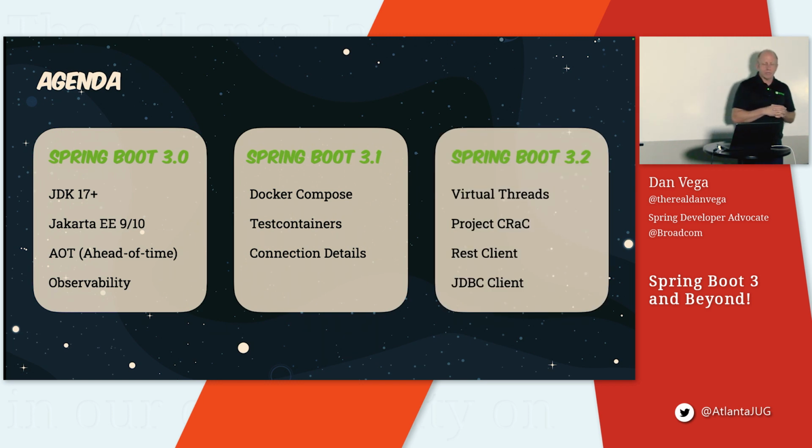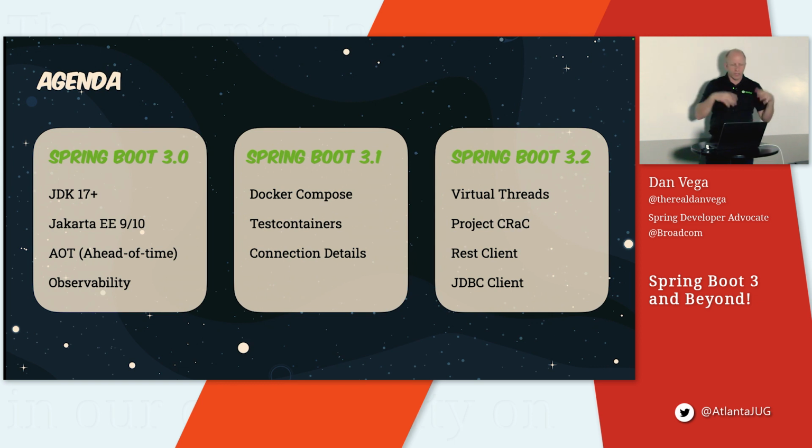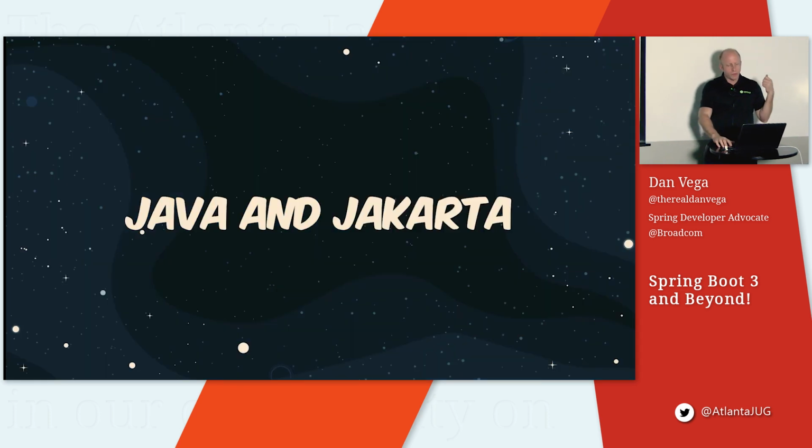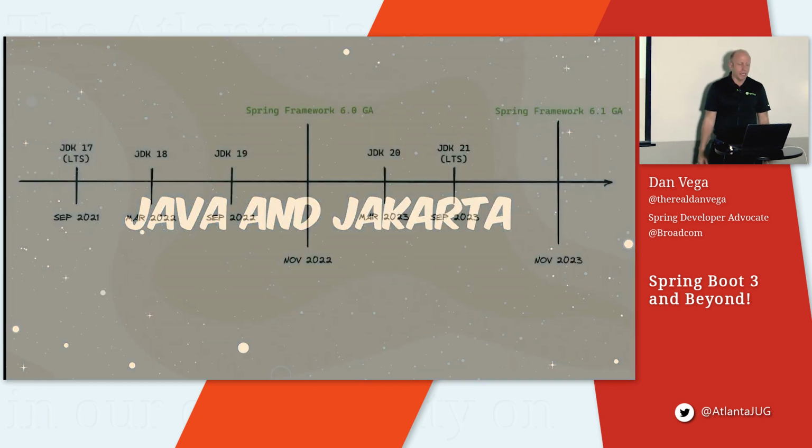We'll talk about some of the runtime efficiencies, so virtual threads that came in JDK 21, the initial support for Project Crac, and the new client abstractions, both the JDBC client and the REST client. And we'll talk about them at a high level, and then we'll dive in and do some coding with them. So real quick, Spring Boot 3, touching on Java and Jakarta.